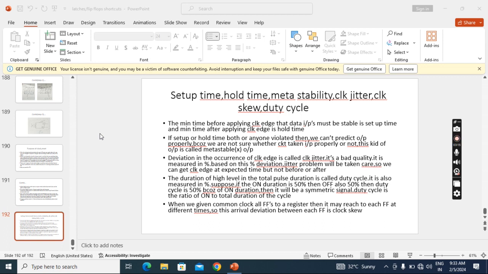Suppose we say the duty cycle is 50%, then the on duration is 50% and the remaining 50% becomes the off duration. So here the duty cycle is 50% because the on duration is 50% of the whole duration of the clock pulse. In that case it will be a symmetric clock signal. Suppose I say the duty cycle is 30%: out of 100% of the signal duration, only for 30% the signal is high, and the remaining 70% the signal is low. This is about duty cycle.